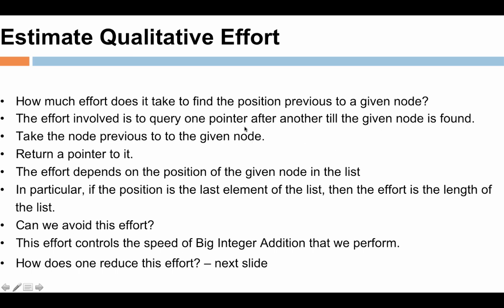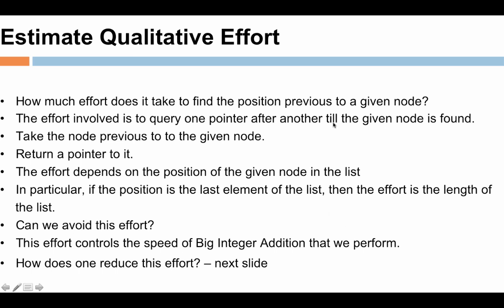So, therefore, the effort involved is to find this position that occurs just previous to a given node. The way we do it is we skip through from one pointer to another pointer, one node to another node by traversing the pointers. Traversing meaning we move from one node to another node by crossing the pointer.